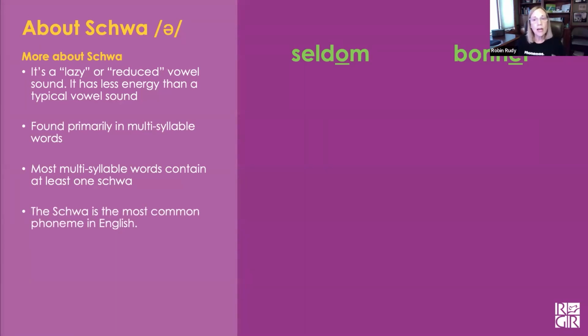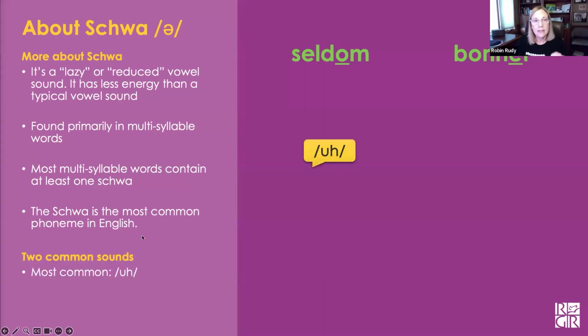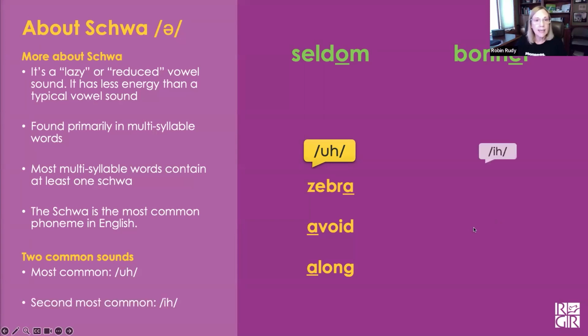There are two common sounds for this schwa. The most common sound is as in seldom, and words like zebra, avoid, along. It's a lot like the short U phoneme, but it has less energy than that. So the schwa sound in each of those words, we hear that A flexing to this unexpected, slightly lazy, reduced vowel phoneme.